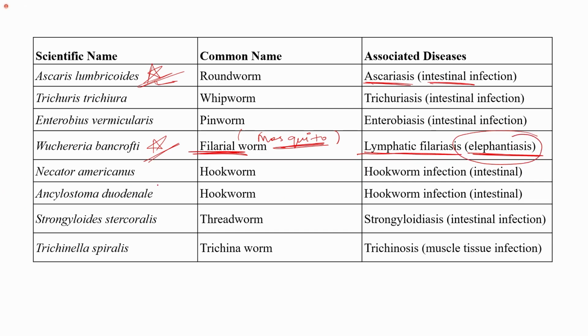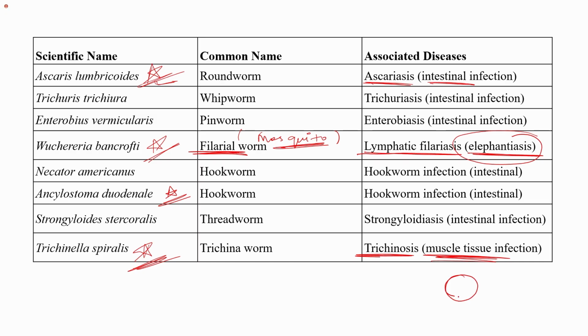The next is Necator americanus, which is a hookworm that causes hookworm infection in the intestine. Then we have Ancylostoma duodenale, which is again a hookworm that causes again an intestinal infection. Then Strongyloides stercoralis, which is the threadworm that causes strongyloidiasis, which is an intestinal infection. And then we have Trichinella spiralis, which is the trichina worm that causes trichinosis, which is a muscle tissue infection.